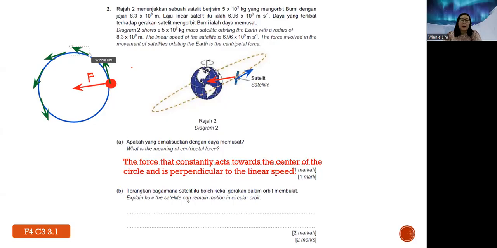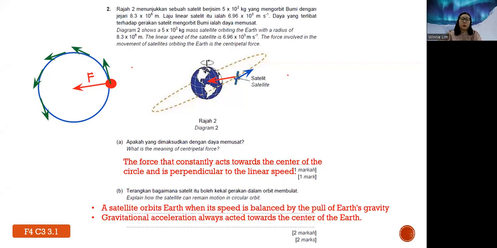B, explain how the satellite can remain in motion in the circular orbit. As you know, the satellite is also being pulled towards the Earth. That's why it keeps moving in a circular path. You can say a satellite orbits the Earth when its speed is balanced by the pull of Earth's gravity. Because if the speed is too high, the satellite will escape out of its orbit, but if too low, it will drop to a lower orbit or fall towards the Earth.